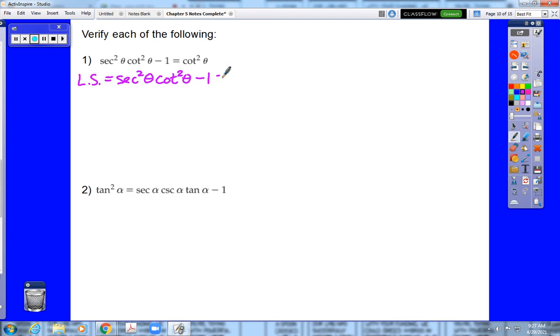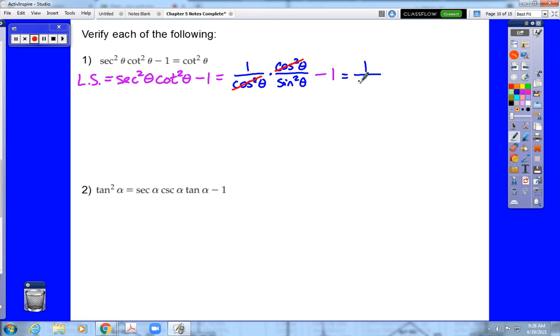So my first step here would be to replace secant squared with 1 over cosine squared, and cotangent squared with cosine squared over sine squared. Now don't forget that the minus 1 is still there. We have not changed it to anything, but it is still there. Now when we do this and we multiply these fractions together, cosine squared will cancel, which leaves us with 1 over sine squared minus 1.